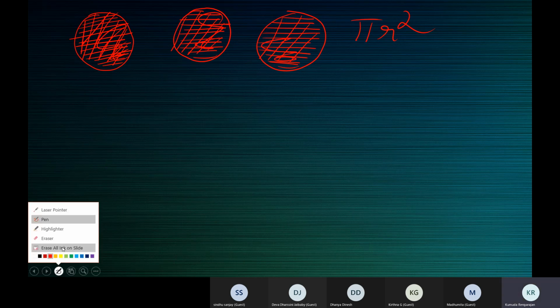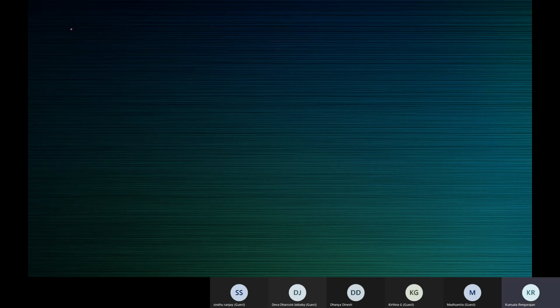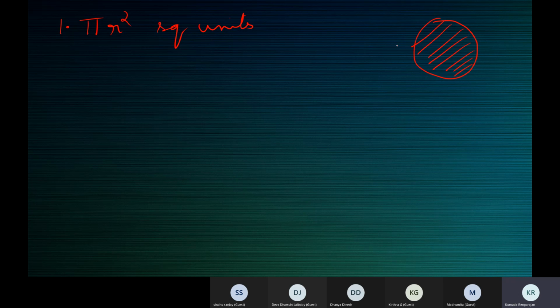Is that fine? Area of a circle is equal to pi r square units. All of us understand this. Now, semicircle. This is a circle. The area of this full thing is pi r square. So if you cut this into two equal halves, then here it will be half of pi r square, and here it will be half of pi r square. Yes or no?